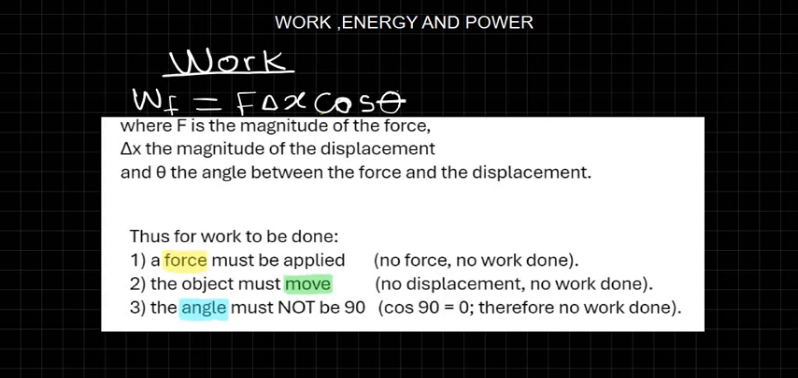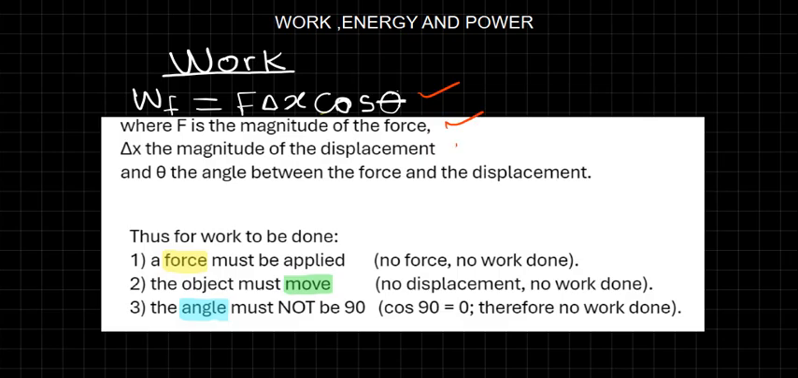Hello grade 12s. In this video we are going to look at work done on an object by a constant force. The work done on an object by a constant force is defined as F multiplied by the delta x multiplied by the cos theta, where F is the magnitude of the force and delta x is the magnitude of the displacement, and theta is the angle between the force and the displacement.